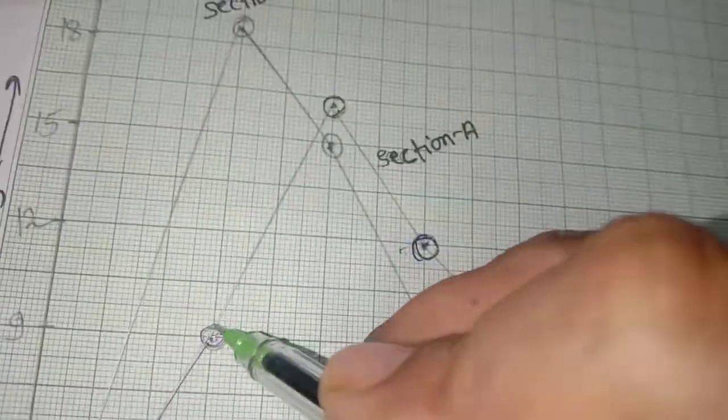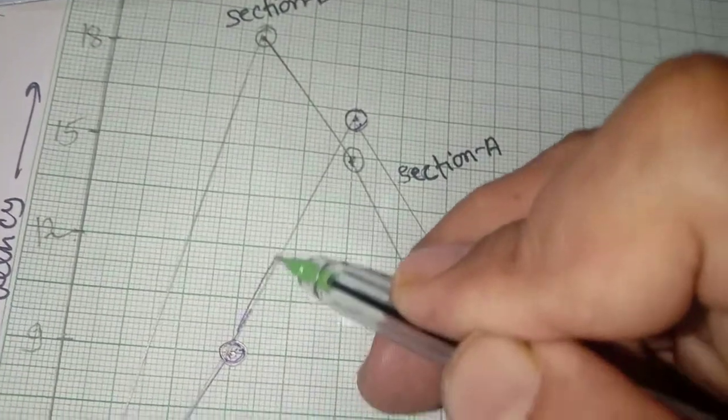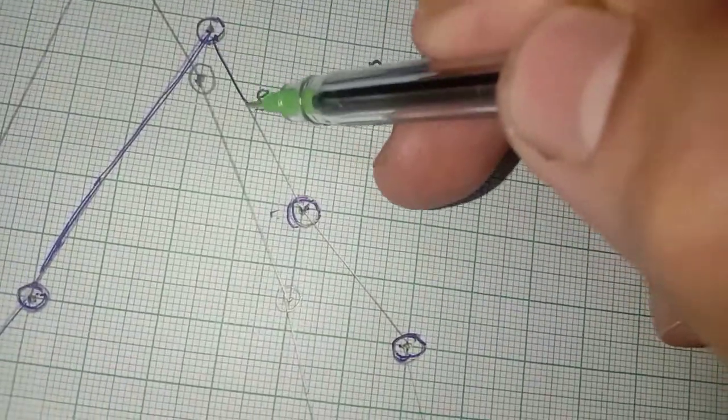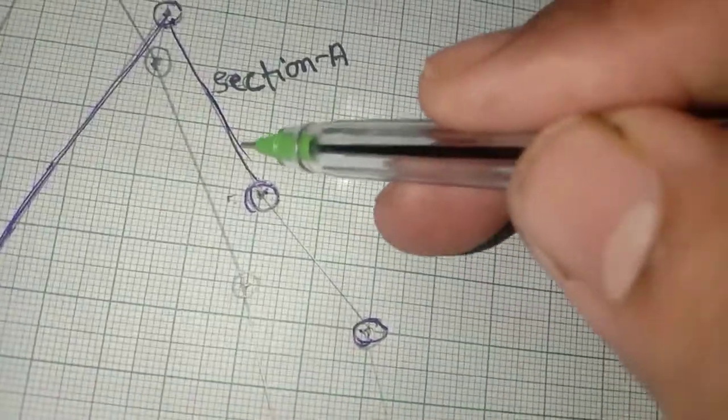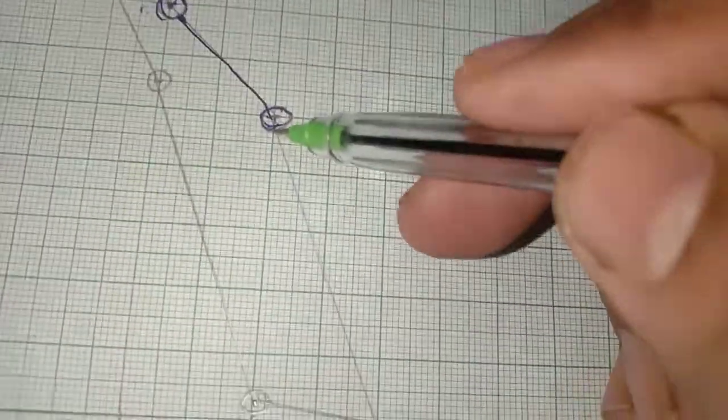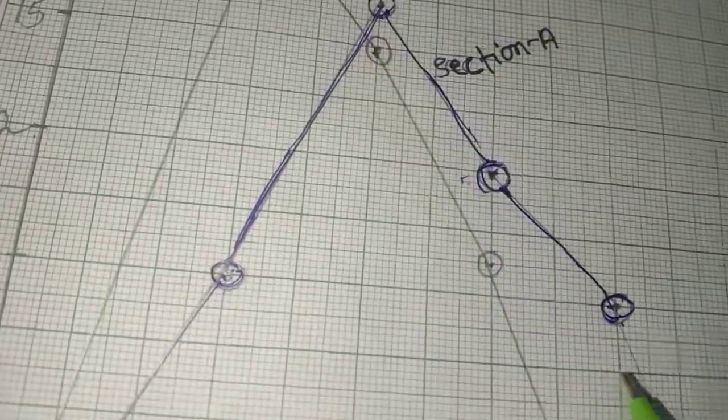You can see this is section A. I am just reconstructing the graph for your confirmation. And this one is going down. You can use a scale here, don't do it by hand. So this is the section A graph, you can see from the blue pens.